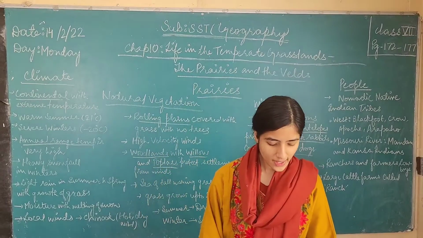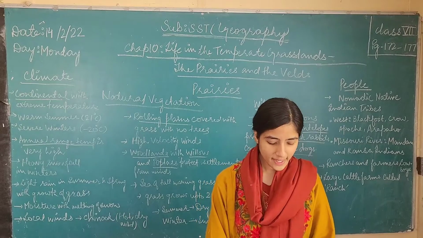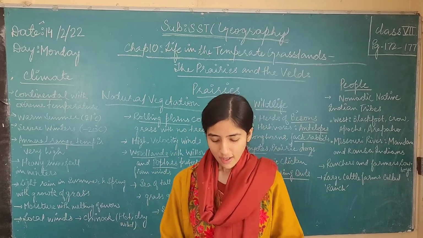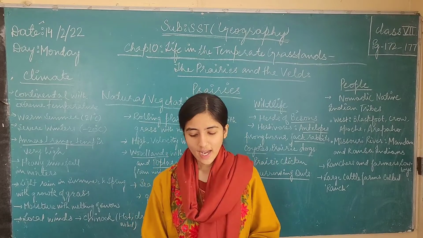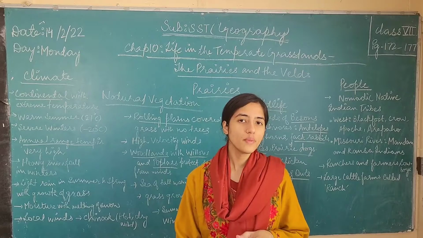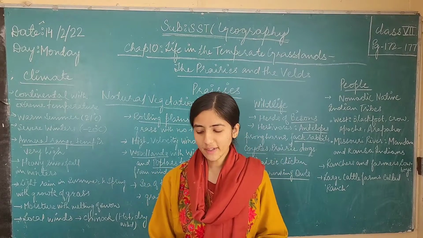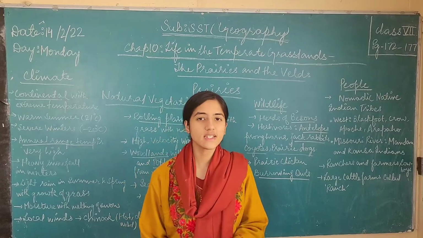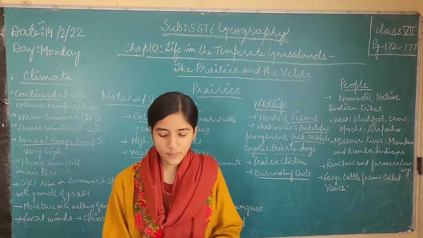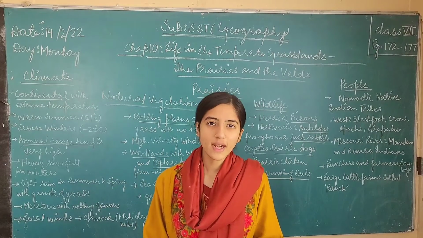So let us first see what temperate grasslands are, and what type of climatic conditions are there in the temperate grasslands, right? See, on page number 172, grasslands are the regions where grasses are the dominant type of plant life. Where we have grasses as the main plant vegetation growing in those lands, it is called a temperate grassland.